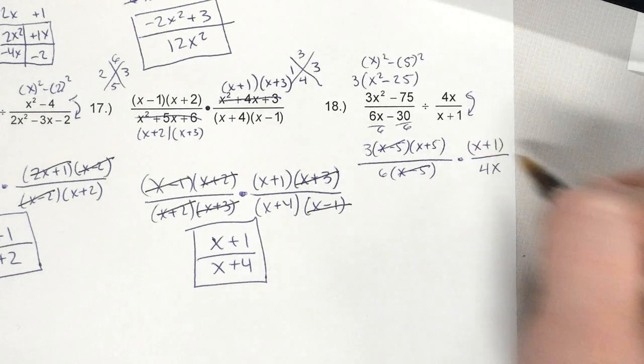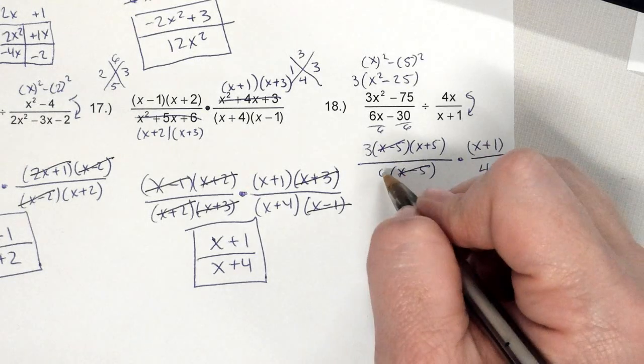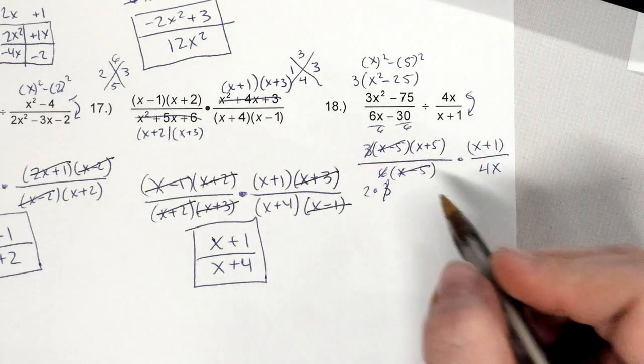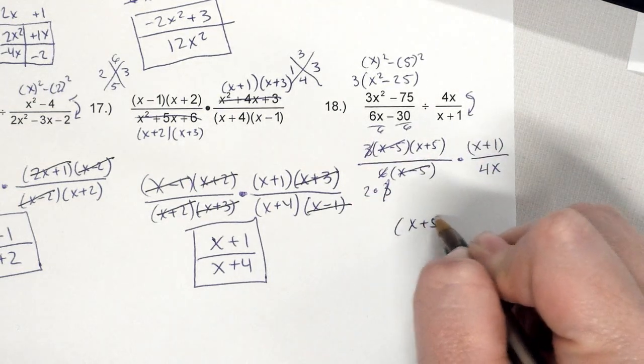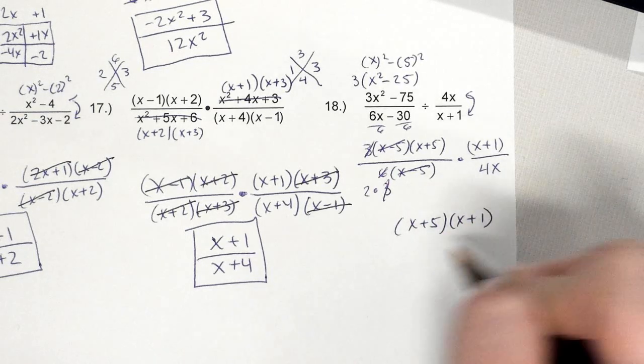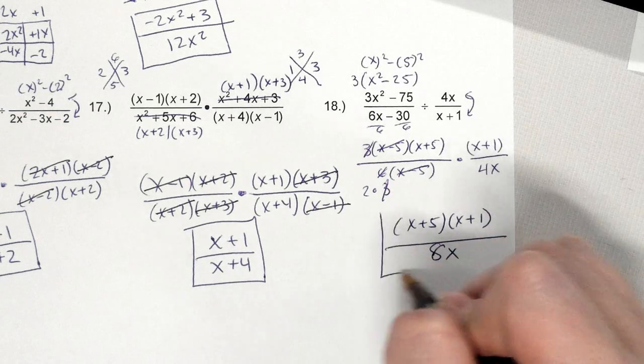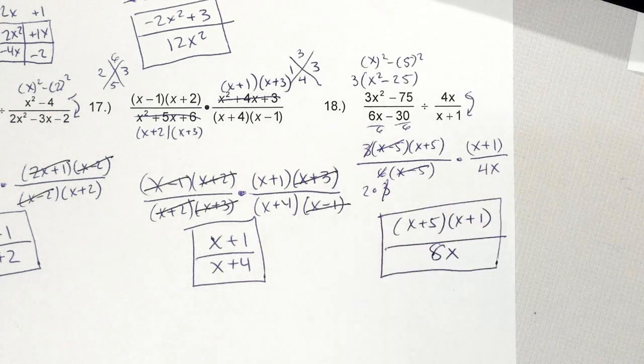So I'm left with, I want you to realize 6 can turn into 2 times 3, so these 3's can cancel. On top I have x plus 5, x plus 1. Over 2 times 4 is 8, and there's still an x. Could have used your calculator, but I didn't feel like it.